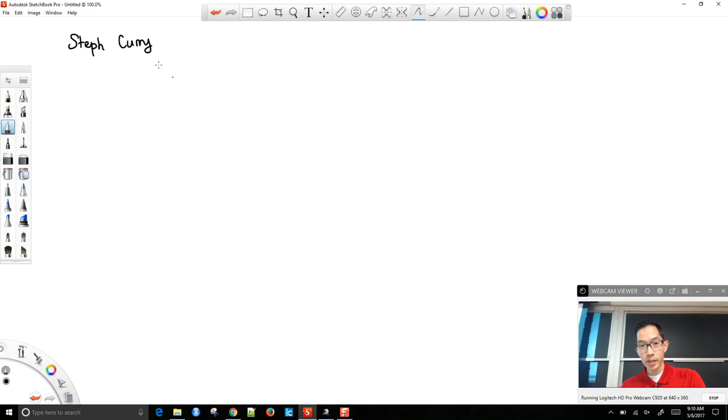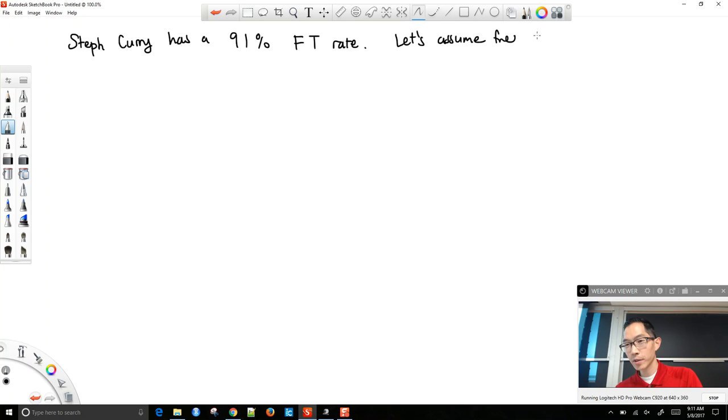And so Steph Curry, let's say he has a 91% free throw rate. I don't know what his free throw shooting percentage is right now. Does anyone know? Okay, this is really good. Let's assume free throws are independent, and that may be a dubious assumption, but let's just assume they are independent. And that allows us to use the binomial.